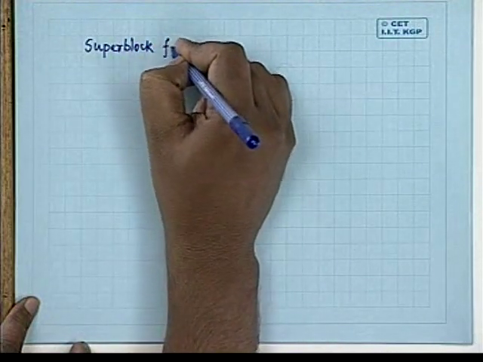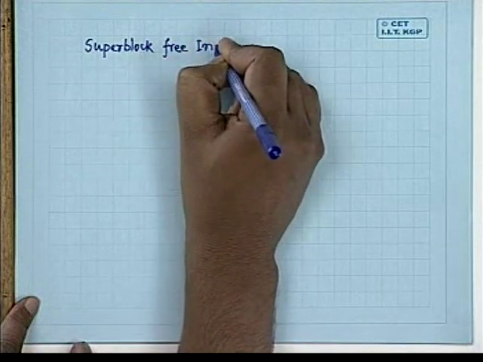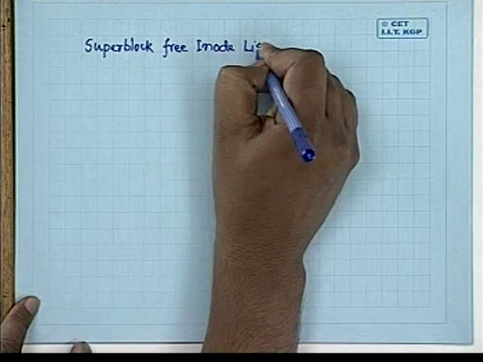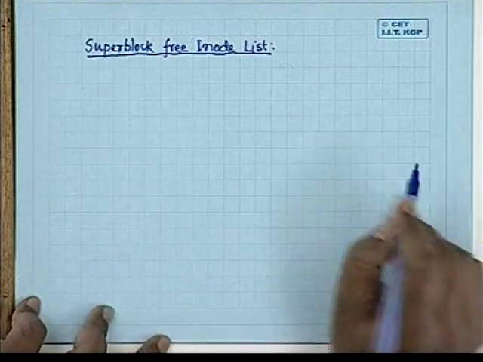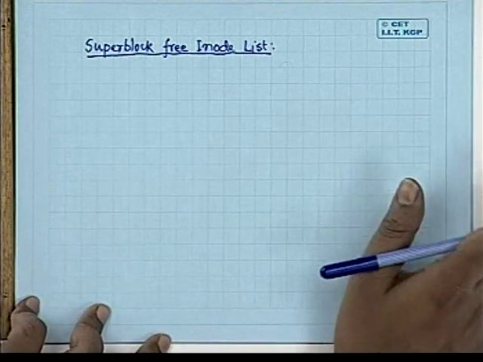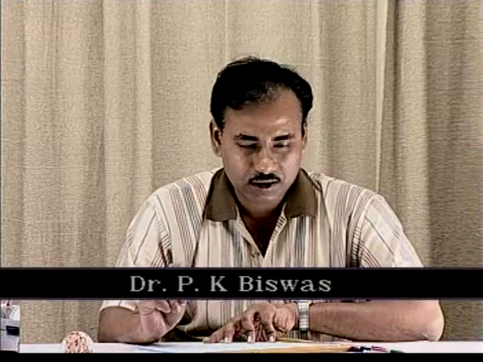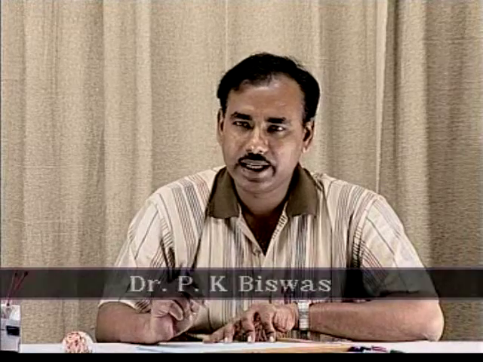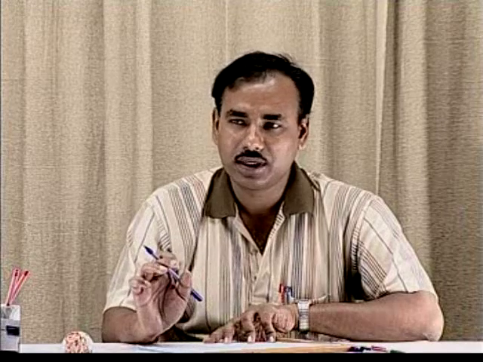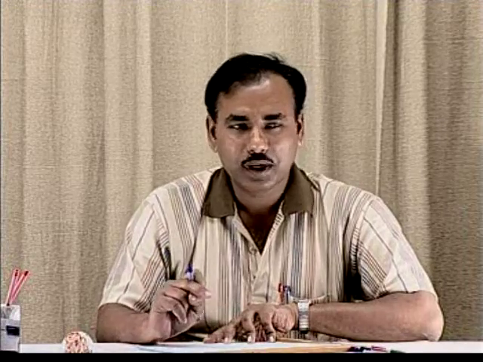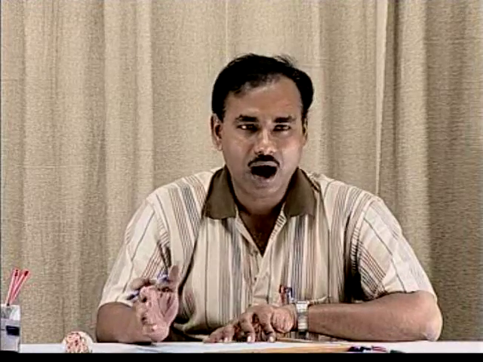A superblock free inode list. It does not mean that this free inode list will contain the numbers of all the inodes which are free, but it will contain a subset of that. So whenever a new inode is to be allocated, firstly the kernel will try to see whether there is any inode in the superblock free inode list. If there is, one of those inodes will be allocated to the requesting process. But if the superblock free inode list is empty, then only from the disk other free inodes will be taken.